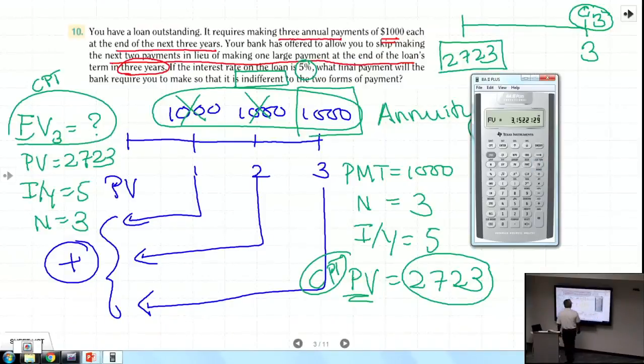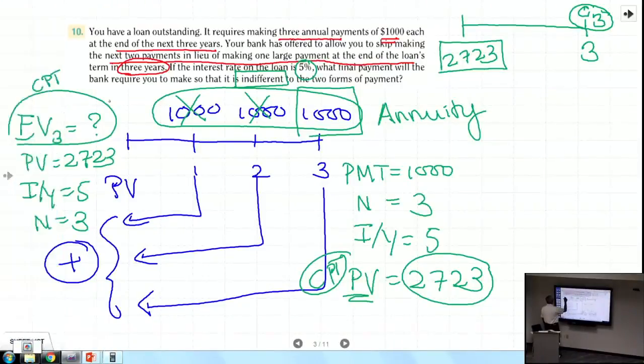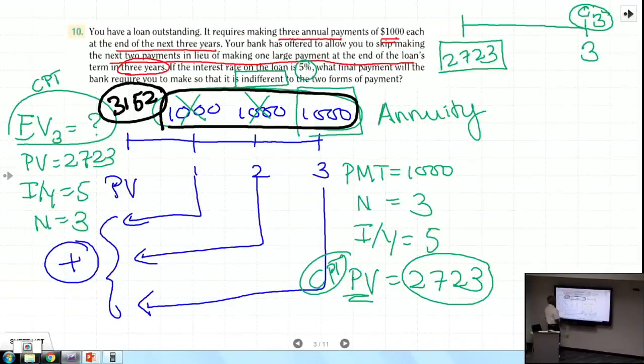So that will be 3152. So either I make a lump sum payment of 3152 in year 3, or I make 3 payments of $3,000 in each of the next 3 years.